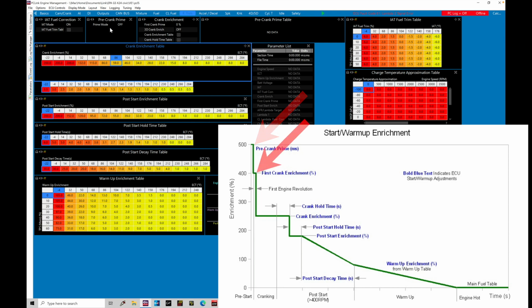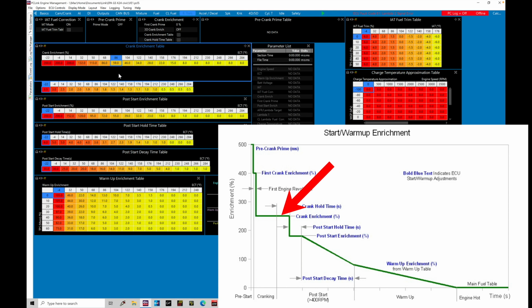The next thing we find is our first crank enrichment. This is going to be a larger injector pulse that we send to the injector for the first cranking revolution as the engine is cranking over. Oftentimes this helps an engine get fired off for that very first couple cranks. Once the engine goes through the first cranking revolution, it'll move then to the crank enrichment table. That's what we find right here.